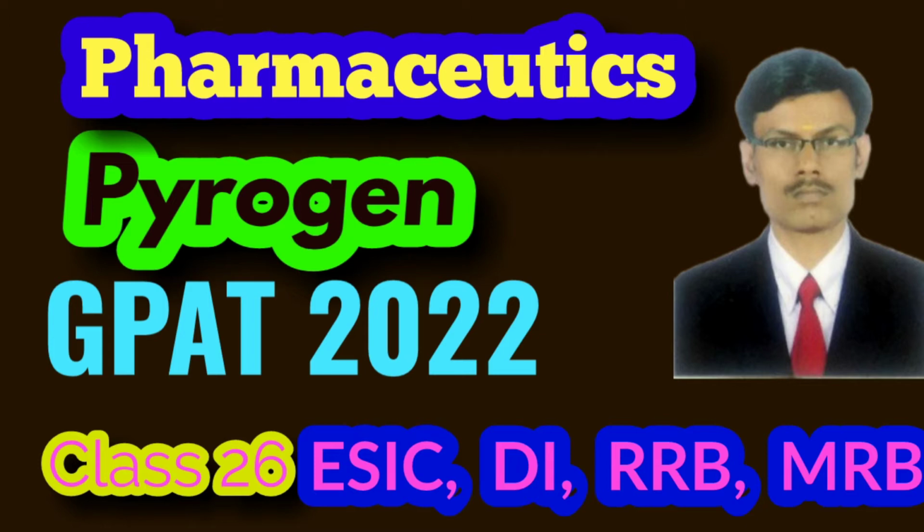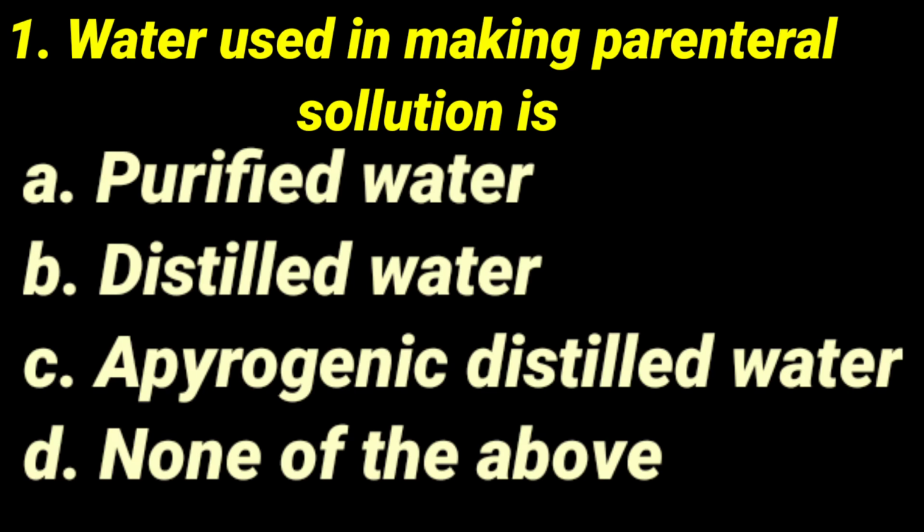Today we are going to discuss 5 important questions from the topic pharmaceutics pyrogens. The first question is: water used in making parenteral solution is dash. Purified water, distilled water, apyrogenic distilled water, none of the above. So we have to think about the different types of water.